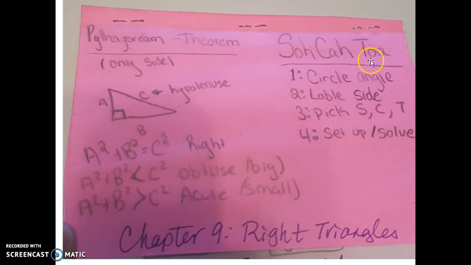And remember our rules. Step 1 is to circle the angle. Step 2 is label the sides. And remember, when you label the sides, only label the sides you need. Don't label all of them because it might confuse you. If there's a blank side, don't label it. Step 3, pick your S, C, or T. And step 4 is to set up and solve. So remember, that's the circle, label, pick that we talk about a lot.